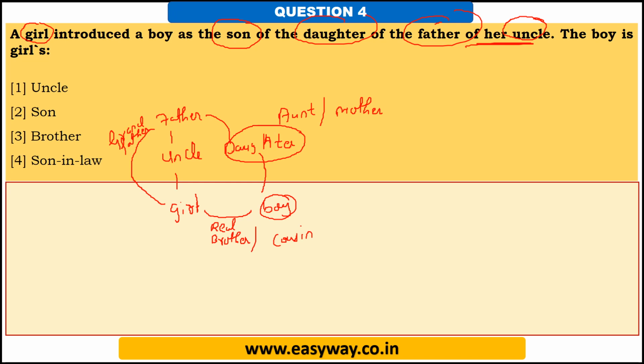So let us see which option is present in the given options. Only son is present. The boy is the girl's brother. Option number 3 is present, but cousin is not present. So that means option number 3 is the correct answer.